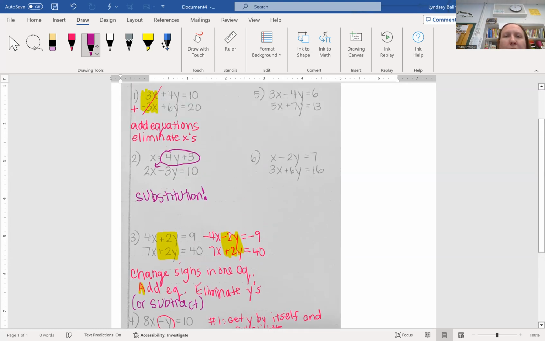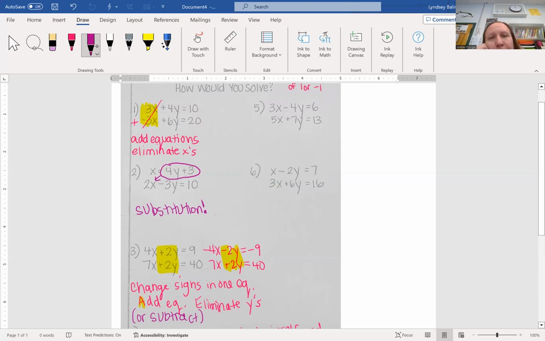Okay. Jumping up to number 5. Here, I don't see any x equals or y equals. I don't see any numbers matching. 3 doesn't go into 5, 5 doesn't go into 3. Same thing with 4 and 7. This is one where we're going to have to use elimination, but we're multiplying both of our equations first before we can actually use elimination. And it's your choice if you want to eliminate your x's or your y's.